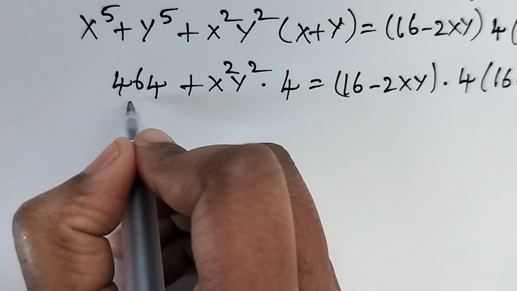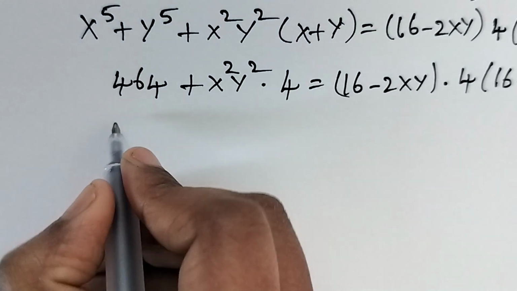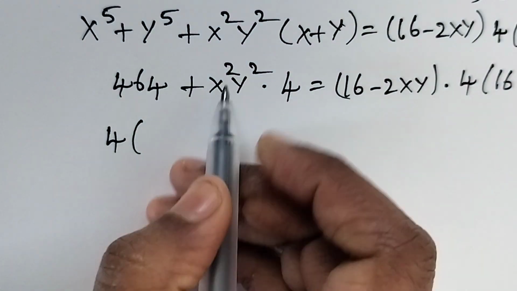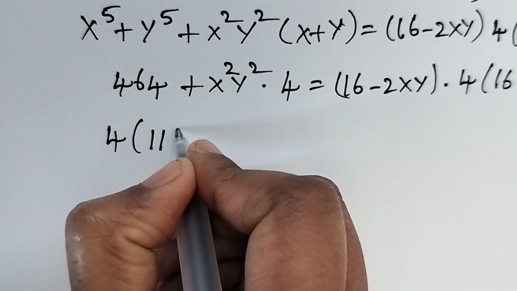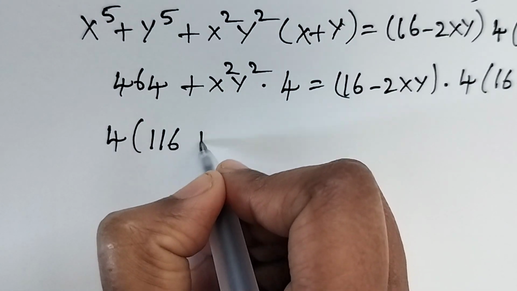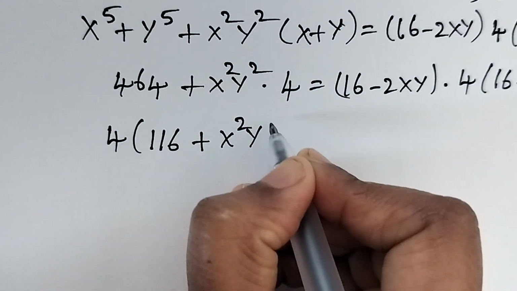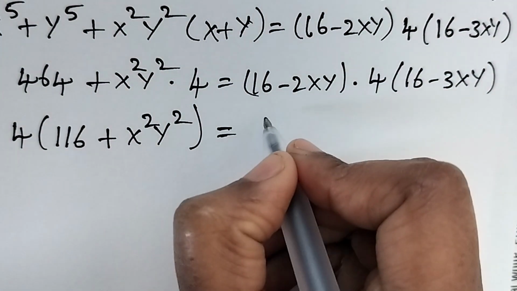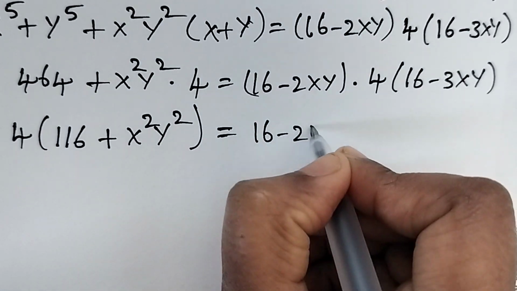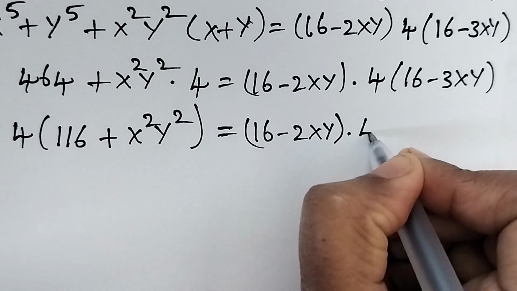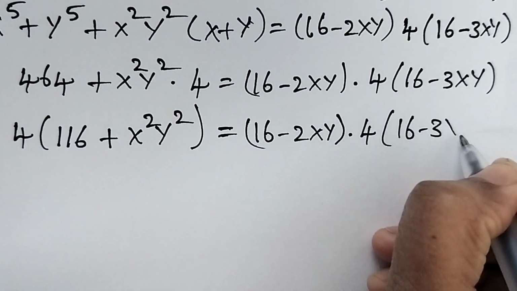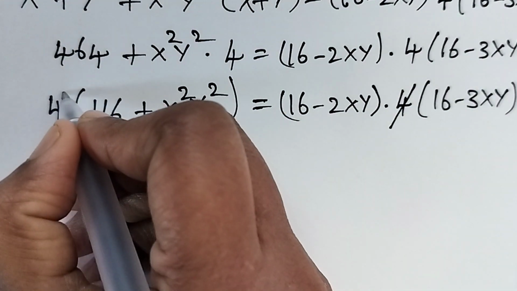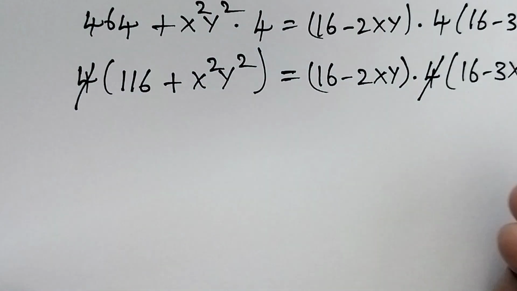So now, in these two terms we have a common factor, that is 4. So we are taking out 4 as a common factor. Now here we write the leftover numbers: 4 times 116, which is equal to 464, plus x square y square is equal to 4 times 16 minus 2xy times 4 times 16 minus 3xy. So here we have 4 and here we have 4. These both 4's are getting cancelled.